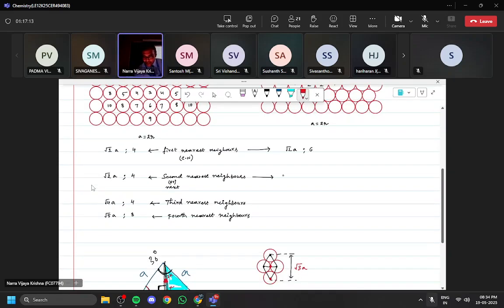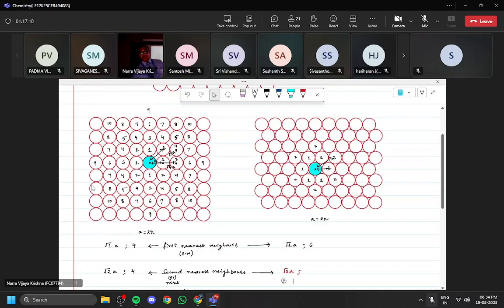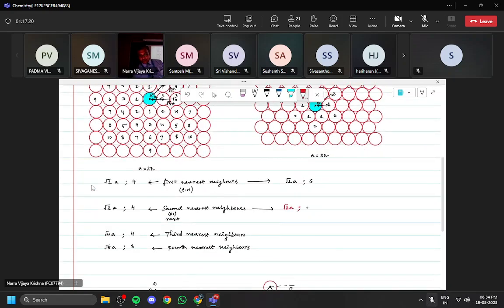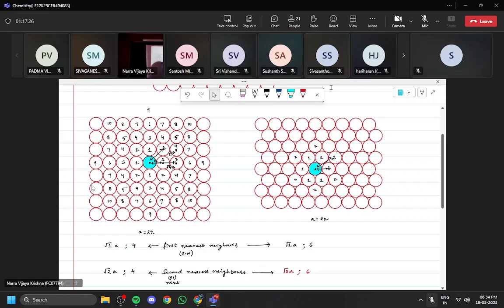So at a distance of root 3a, how many? Again 6. Now third nearest neighbors. Does this become the third nearest neighbor, or does this become the third nearest neighbor? Both are third nearest neighbors, right?